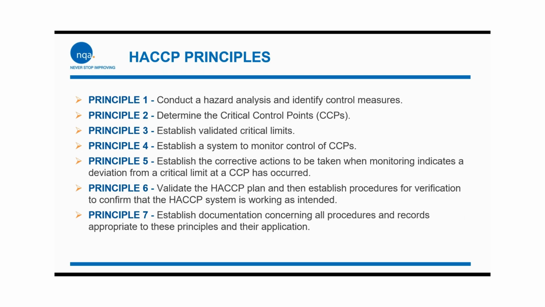So the HACCP principles are: principle one, conduct a hazard analysis and identify your control measures. Principle two, determine the critical control points. Principle three, establish validated critical limits. Four, establish a system to monitor control of CCPs. Five, establish the corrective actions to be taken when monitoring indicates a deviation from a critical limit at a CCP has occurred. Principle six, validate the HACCP plan and then establish procedures for verification to confirm that the HACCP system is working as intended. Principle seven, establish documentation concerning all procedures and records appropriate to these principles and their application.